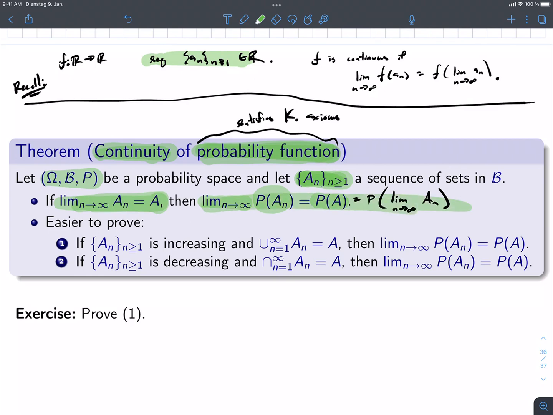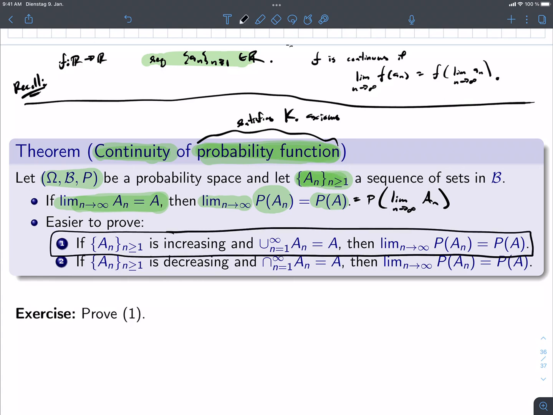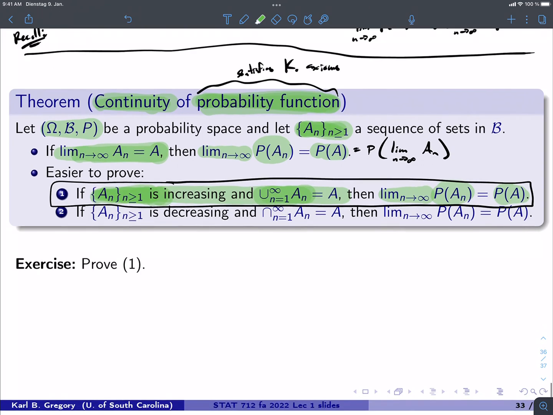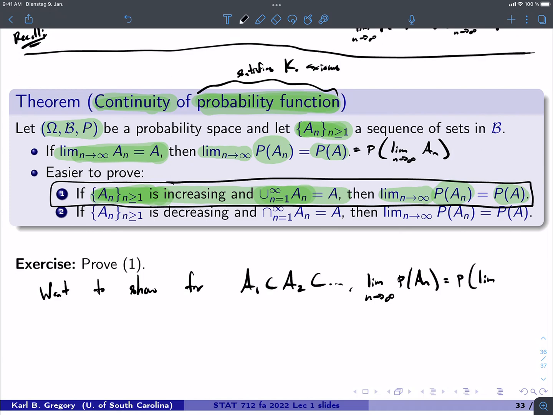Okay, so we have this property of continuity, which means I can pass this limit inside the probability function. It's hard to prove this. For us, we're just going to prove a special case. We're going to prove that if I have an increasing sequence, and we just showed on the previous slide that for an increasing sequence, the limit is the union of all of them. In this special case, we're going to show that the limit of these probabilities is the probability of the limit. So we want to show for an increasing sequence that the limit as n goes to infinity of the probability of A_n is equal to the probability of the limit as n goes to infinity of A_n. So that's the continuity property.